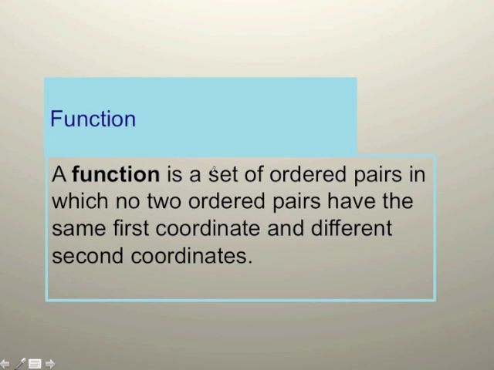A function can be a set of ordered pairs in which no two ordered pairs have the same first coordinate and different second coordinate. For each first coordinate, there can only be one second coordinate.